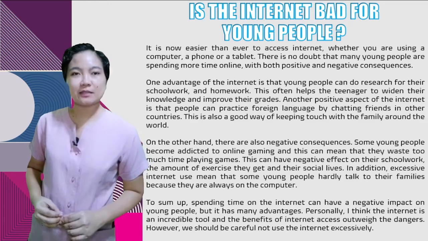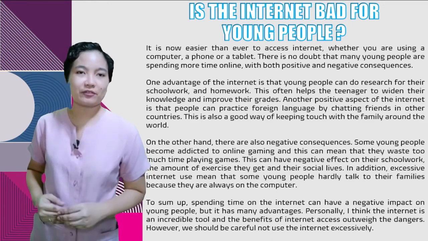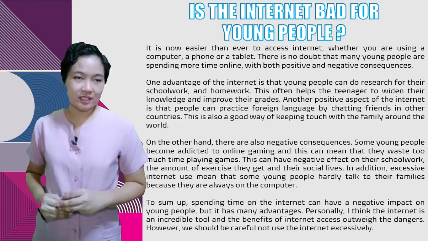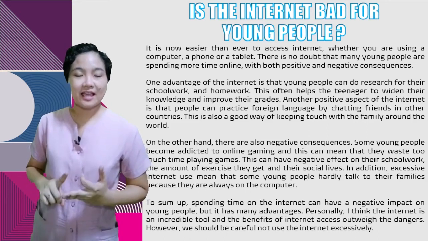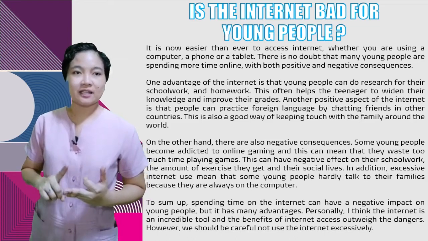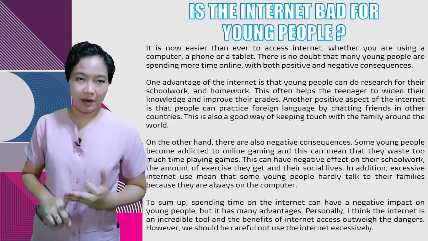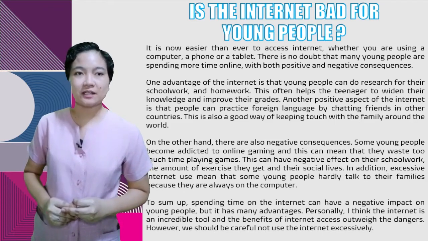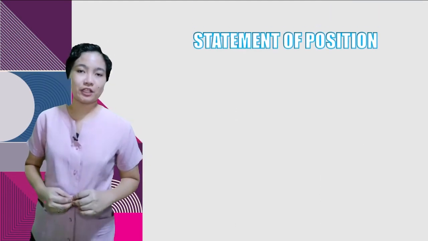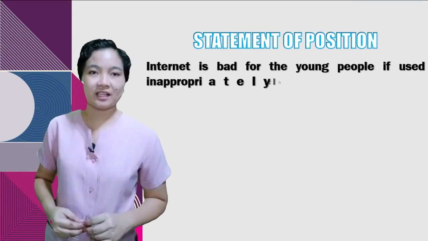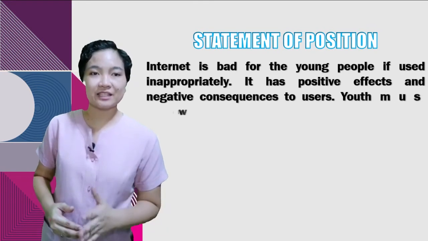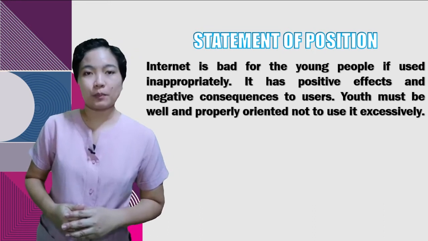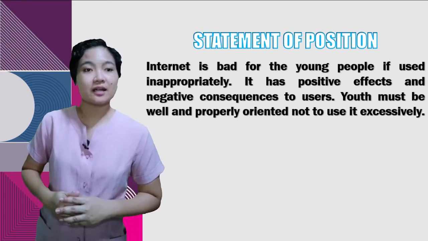In writing the statement of position of the essay that we have earlier, we have to remember the 3 pointers. State what the issue is, state what you think about it, and lastly, highlight what you want to write about. In the example that we have, this is the statement of position. The internet is bad for the young people if used inappropriately. It has positive and negative effects and consequences to users. Use must be well and properly oriented, not to use it excessively.